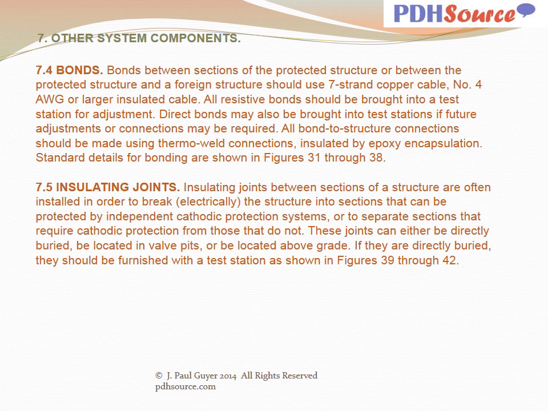Insulating joints between sections of a structure are often installed in order to break electrically the structure into sections that can be protected by independent cathodic protection systems, or to separate sections that require cathodic protection from those that do not. These joints can either be directly buried, or be located in valve pits, or be located above grade. If they are directly buried, they should be furnished with a test station as shown in figures 39 through 42.